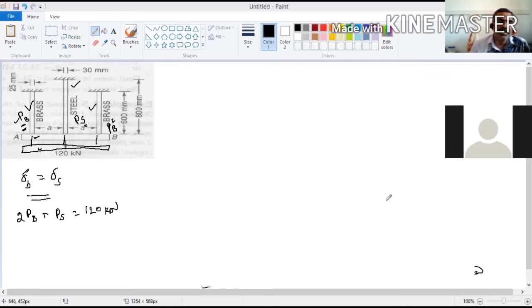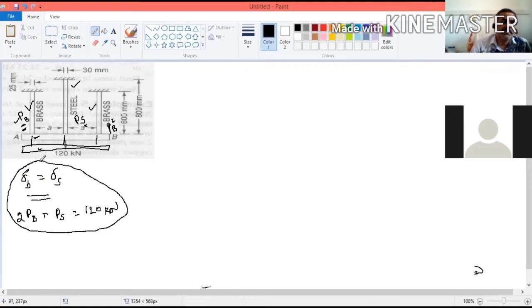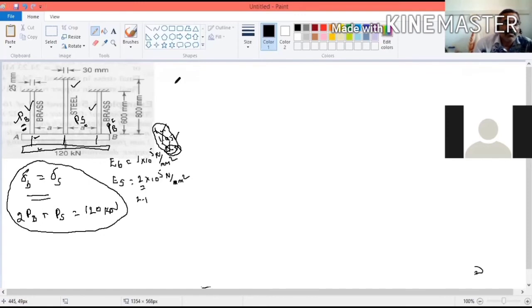By using these two relations, we will be able to solve this problem. Right? What are all the given data? Now you form the relation delta B is equal to delta S. Using that relation, you have to form the relation between PB and PS. Delta B. What is delta B? Delta B is equal to delta S.